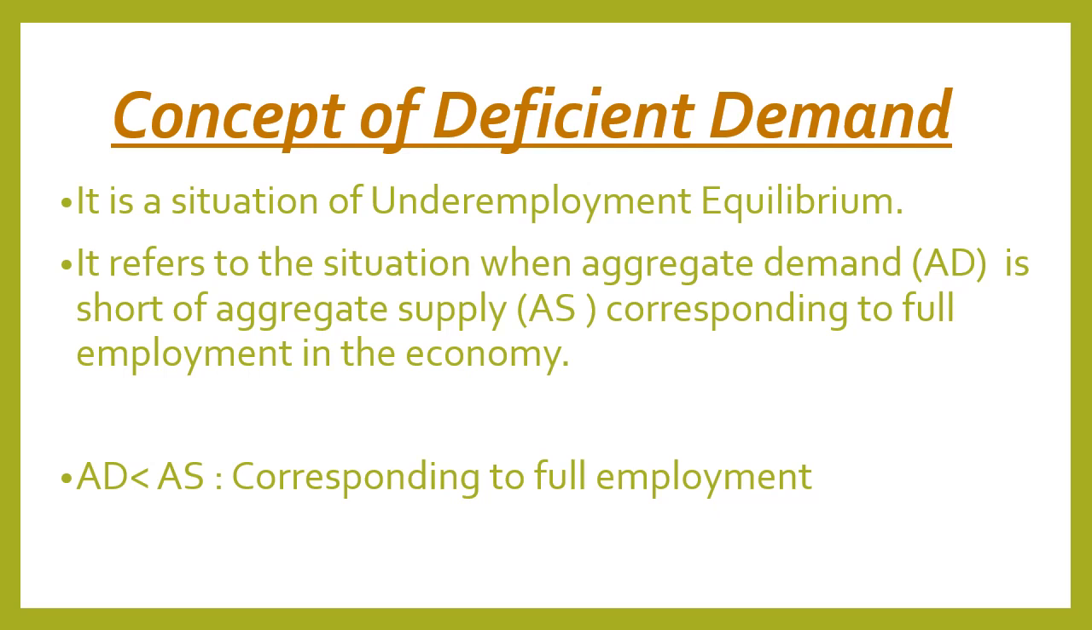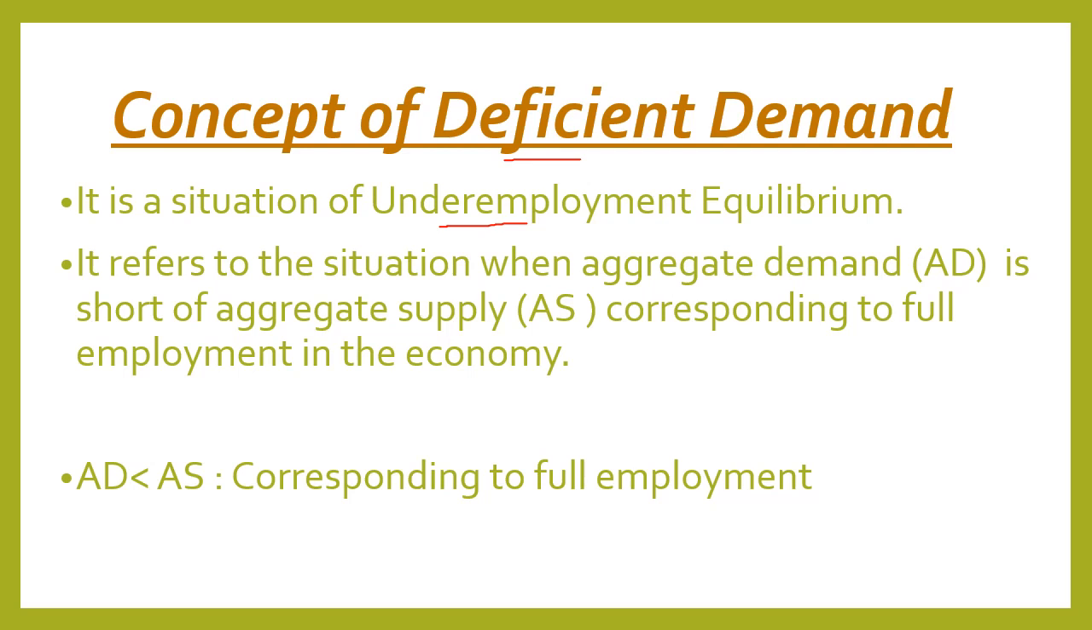Now see the concept of deficient demand. What does deficient demand mean? Demand is said to be deficient when it is lower than what is required for the fuller utilization of resources. It is a situation when our demand is less than the desired demand which is to be obtained, so that there can be fuller utilization of resources in the economy. So it is a situation of underemployment equilibrium.